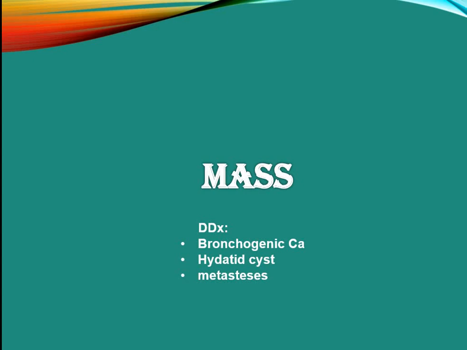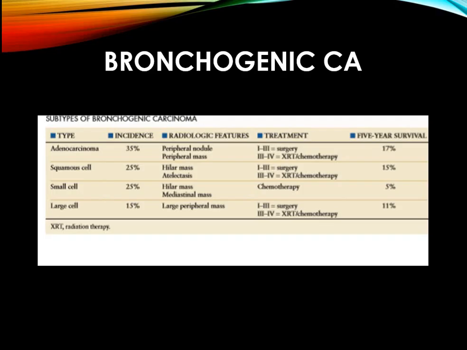Mass. The mass is a well-defined opacity and it's mostly malignant. First of all, we should exclude bronchogenic carcinoma. Other differential diagnoses include the dilated cyst and metastasis. The pulmonary mass brings us to the topic of bronchogenic carcinoma, a very important topic with a lot of weight. We have certain pathological types of bronchogenic carcinoma: adeno, squamous, small cell, or large cell. Of course, these types are not radiological types, they are pathological types.